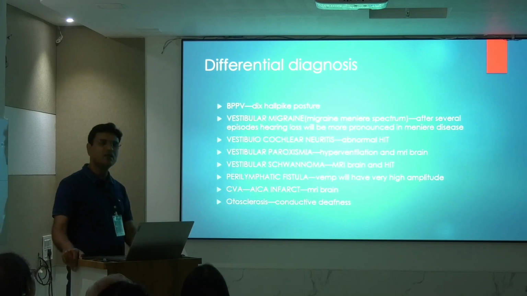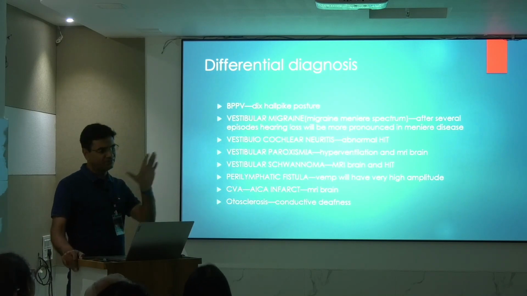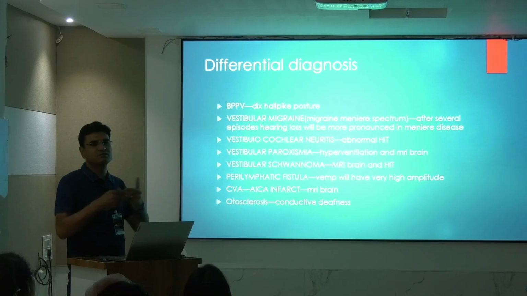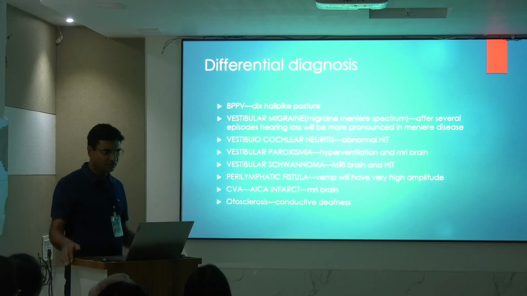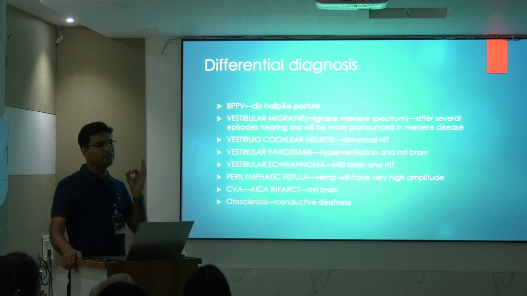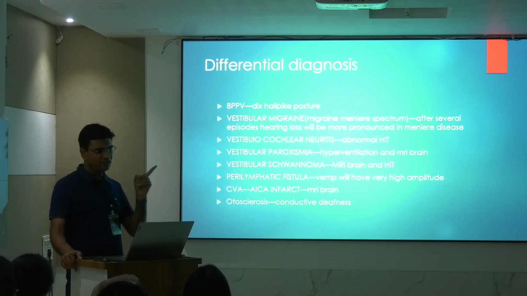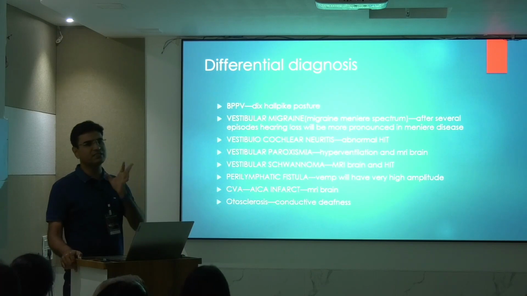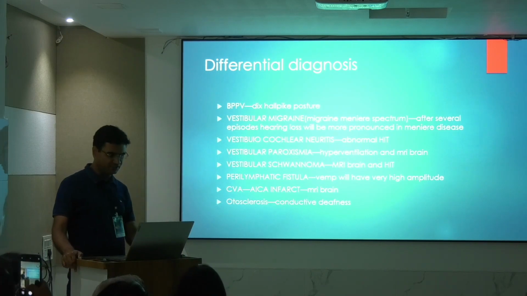Vestibulocochlear neuritis, first episode of Meniere's, vestibulocochlear neuritis, both seem to be very similar. Okay, so again, abnormal head impulse test is the key factor to differentiate between vestibulocochlear neuritis and Meniere's.